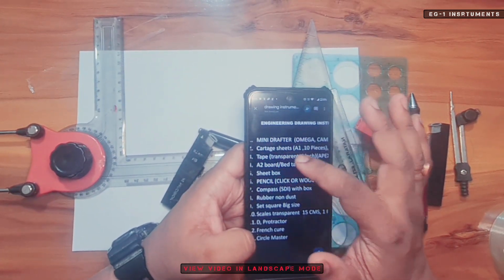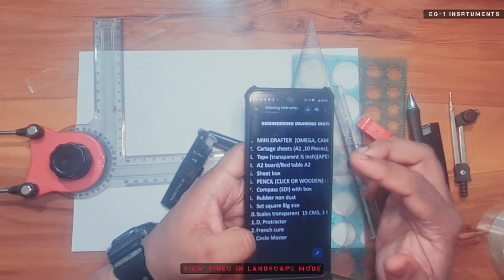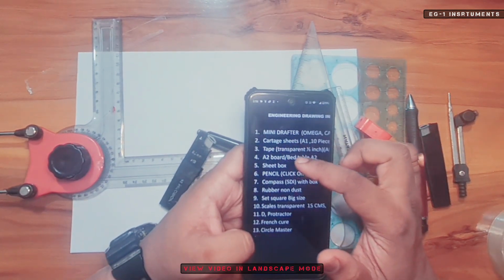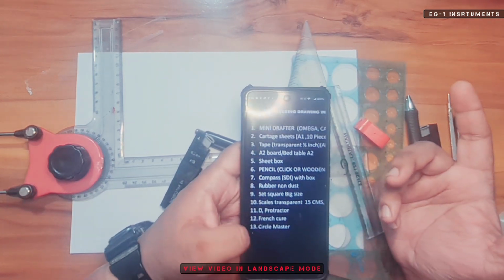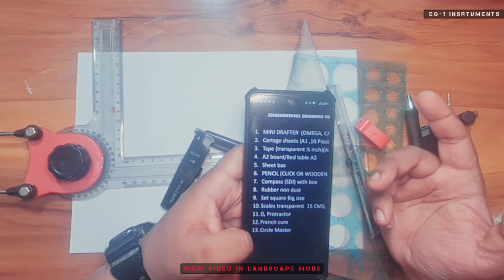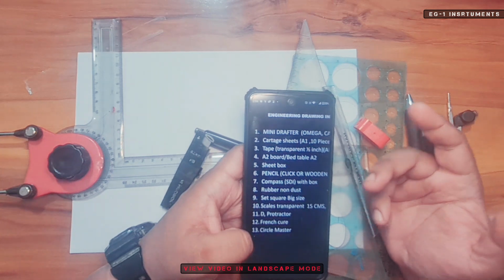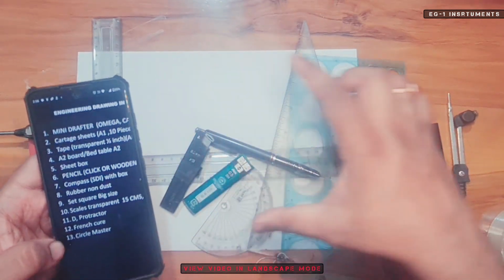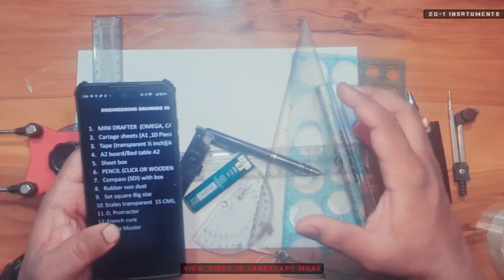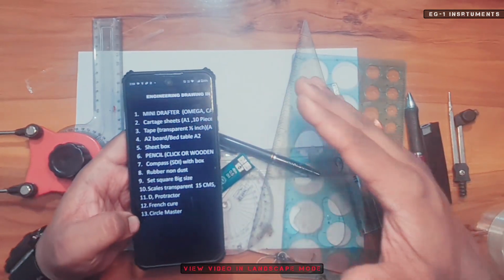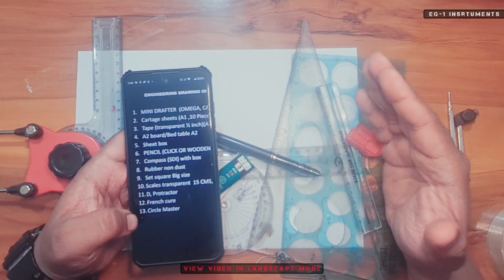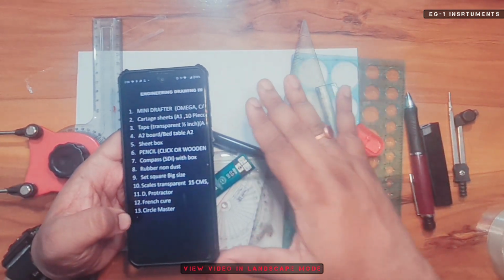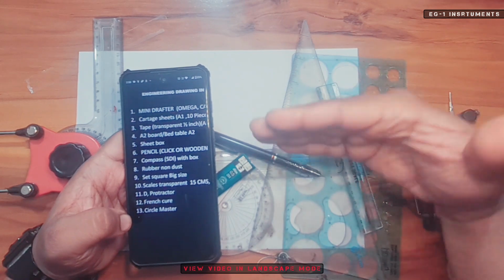Another thing is the cartridge sheets. That is normal sheets, like you have seen in chart paper. The size of these sheets is A1. I am using an A4 paper here, and an A1 sheet is 4 times bigger than this.